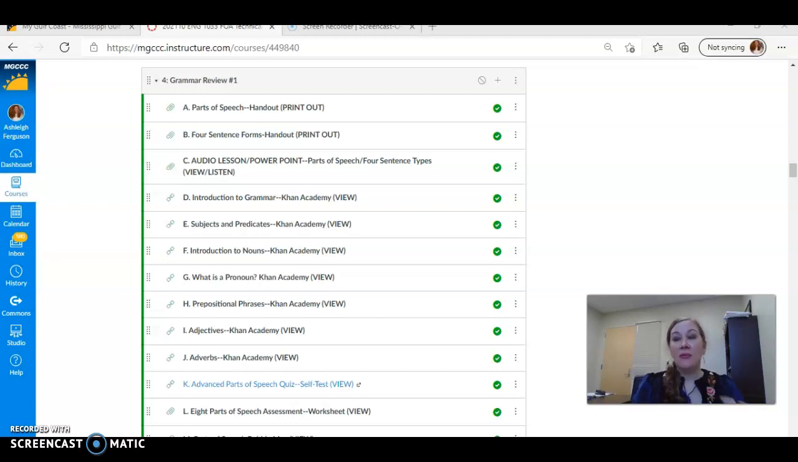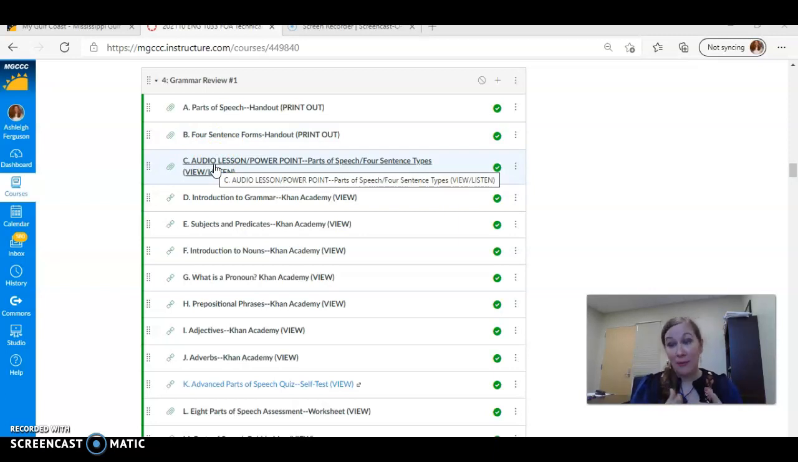So as far as completing Grammar Review 1, I would encourage you first to print out A and B. These are handouts that you can have in front of you while you're taking the quiz, and I promise it will make it much easier. Also, have those handouts in front of you as you're listening to my grammar review.